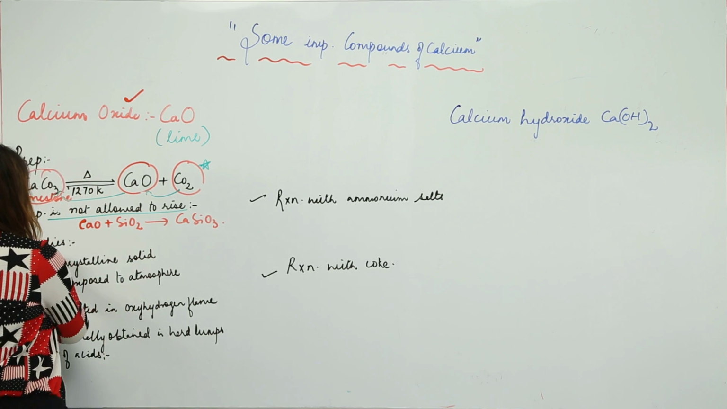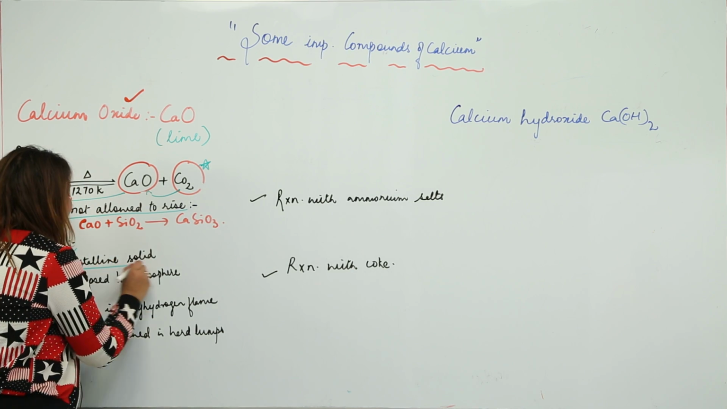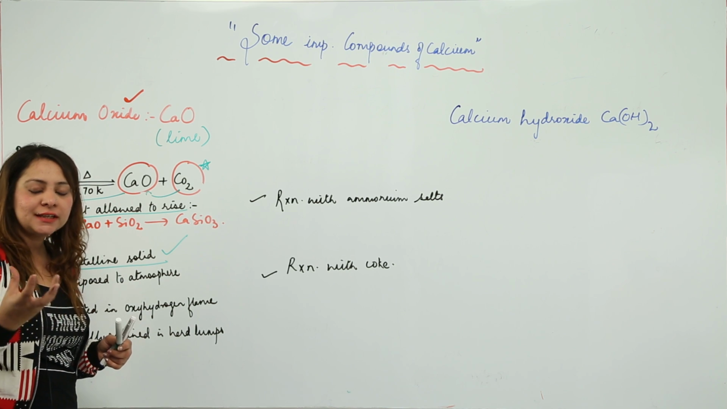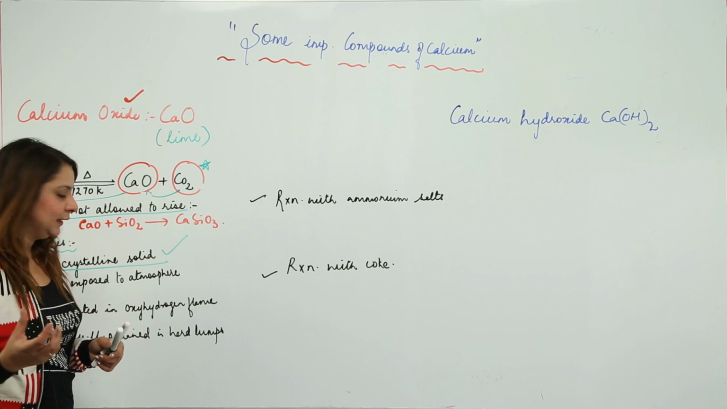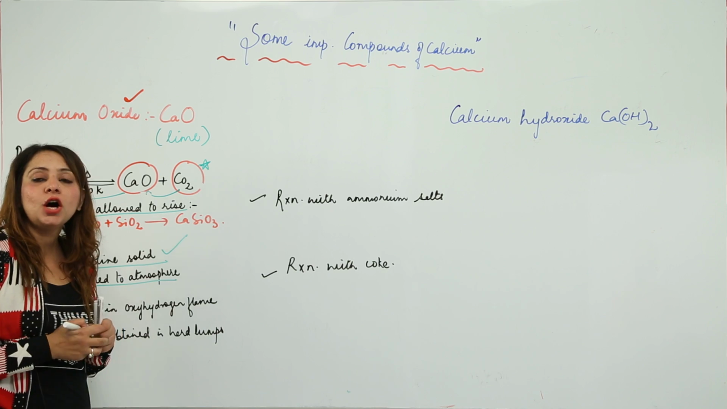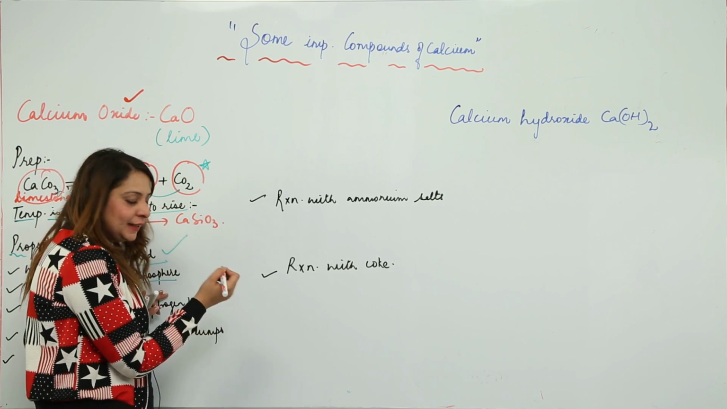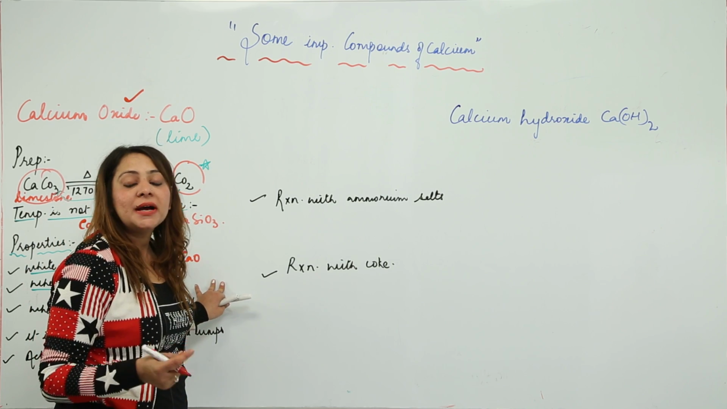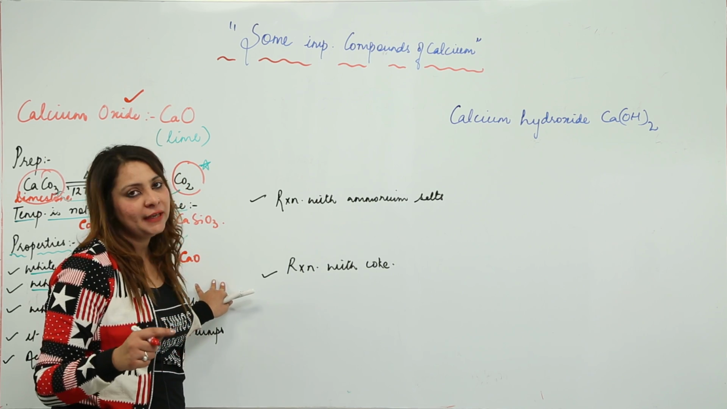Now if we talk about properties, how does this lime look like? It is a white crystalline solid. It is in crystal form, and the color of the crystal is white. The second thing is that when exposed to the atmosphere, it causes certain reactions. In the atmosphere moisture and carbon dioxide are present, along with many other gases. But lime reacts with moisture very fast, and it reacts with carbon dioxide also.